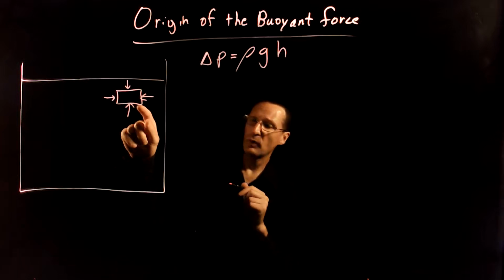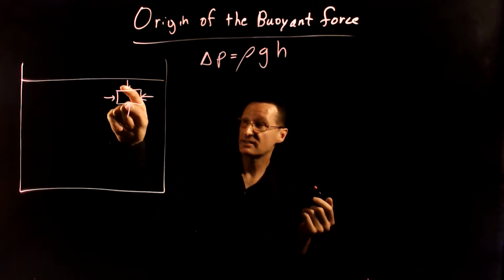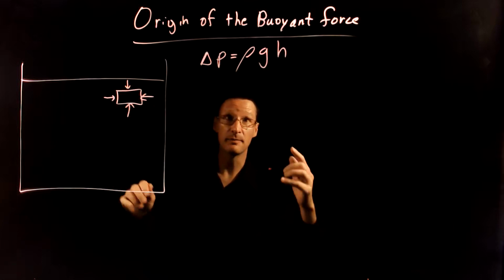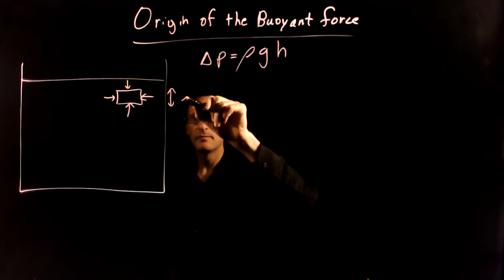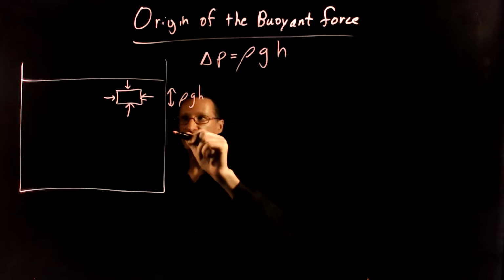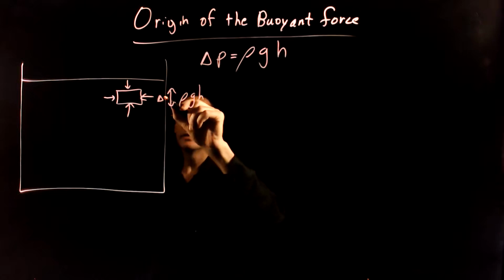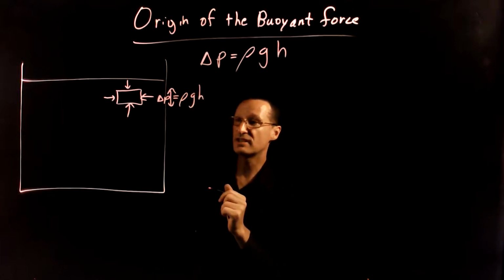And which of these is bigger? Well, we know that pressure increases with depth. So the pressure at the top is going to be smaller than the pressure at the bottom because the bottom is deeper. And how much is it deeper? It's deeper by an amount h. And so the increase in pressure is going to be, imagine this, if this brick had a height of h. Then the amount that the pressure is larger is just rho gh.